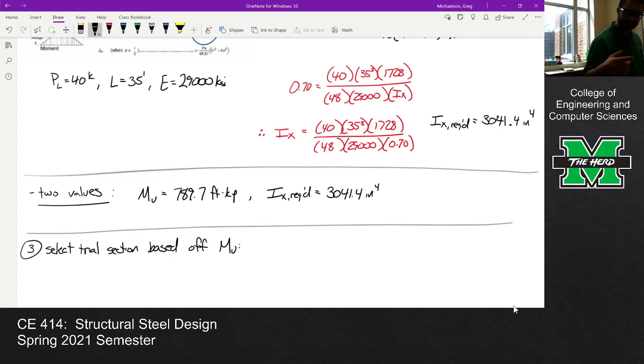We're going to find 789, and we're going to find the lightest section that can withstand 789.7 foot kips. What section is that? We're just going to do it one step at a time. I want to make sure everybody's following along with what I'm doing. I'm going off the phi MP column because this is a continuously braced beam.